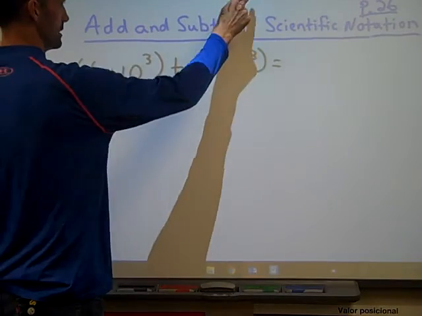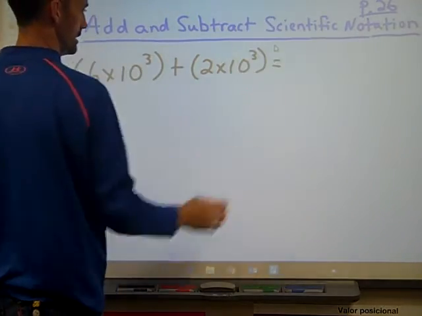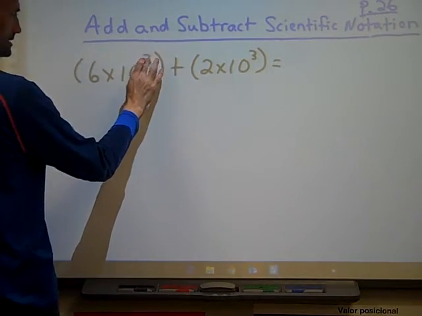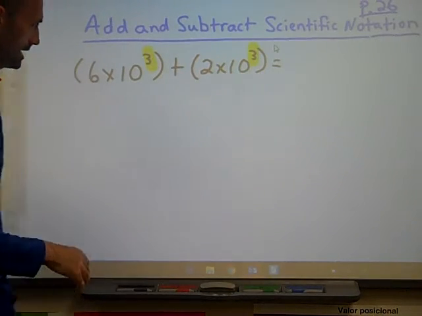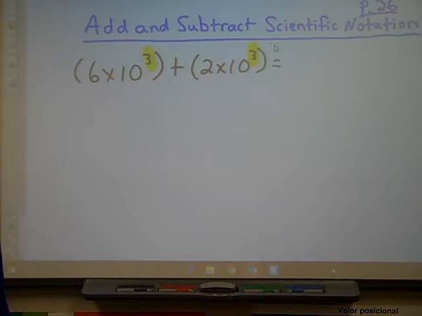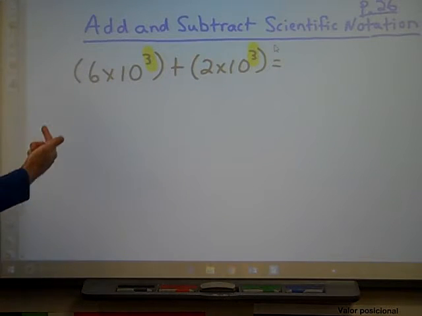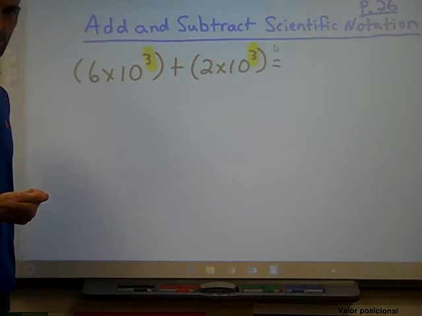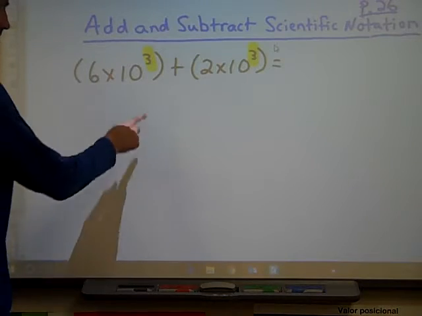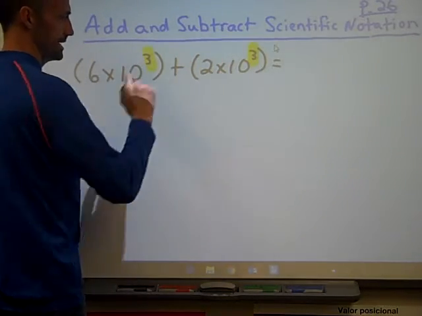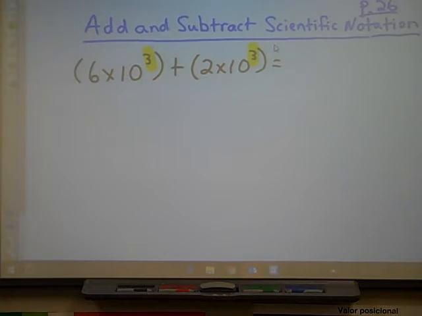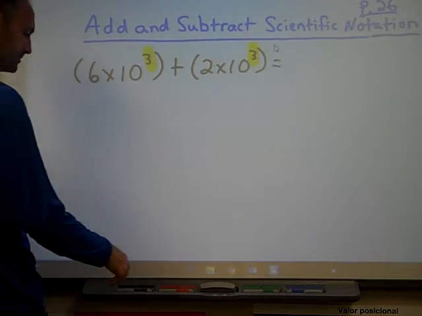First thing, and I'm going to take my highlighter, and I'm going to highlight the exponents, because they are going to tell me a lot in this problem. I want to know if the exponents are the same. And I look at them, positive 3, positive 3. Exponents are the same. That's great when they're the same because it's less work that you're going to have to do. So 6 times 10 to the third plus 2 times 10 to the third.